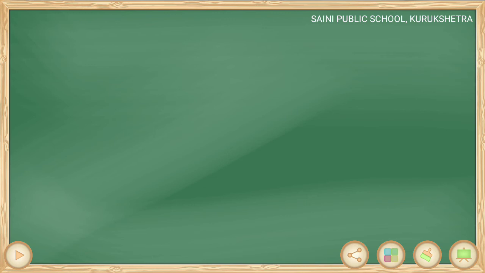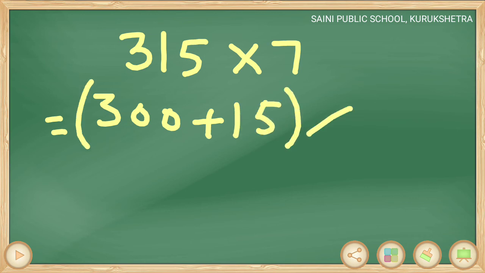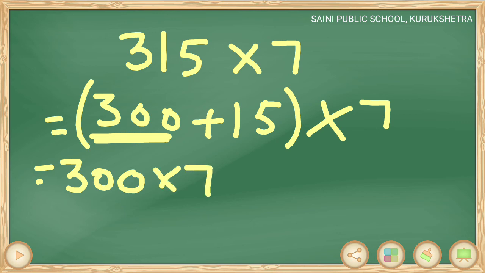For example, here is a number 315 into 7, and you have to solve it by distributive property. So you can't multiply 315 directly by 7. You have to divide 315 into small parts. So look here, we can write 315 as 300 plus 15 into 7. Now according to distributive property, first multiply this number by 7, 300 into 7 plus 15 into 7.